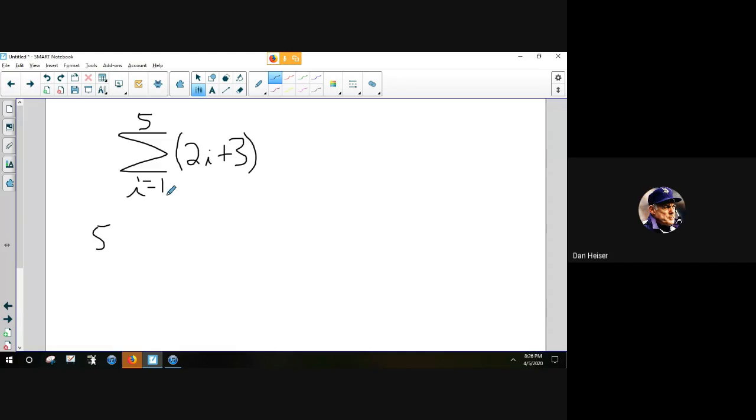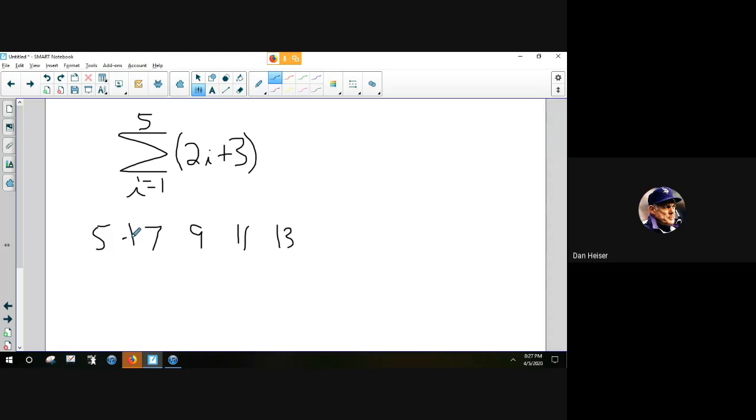Then we plug in 2. We increase this by 1, plug in 2, that's the next number, 7. Then we plug in 3. Then we plug in 4. Then we plug in 5. And then we stop. Since this goes from 1 all the way up to 5, we plug in 1, 2, 3, 4, 5, then we stop.